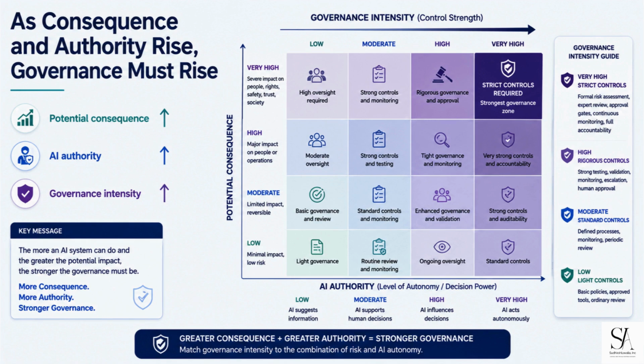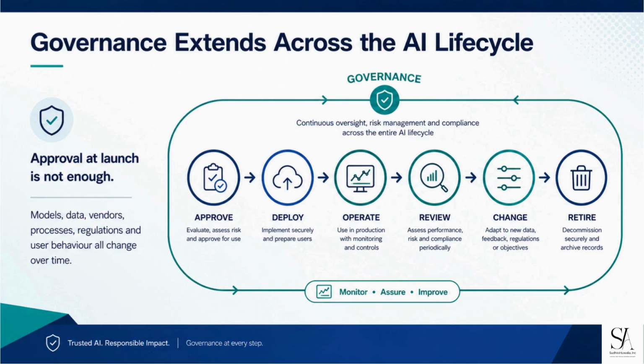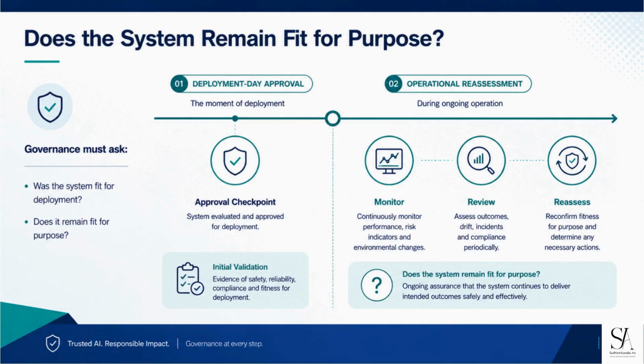The question is therefore not only whether a system was fit for deployment, but whether it remains fit for purpose. Monitoring provides part of that answer. Organizations may need to watch for changes in performance, unusual behavior, bias, security events, cost, or other deviations. They also need to track relevant legal and regulatory developments and revise policies when material changes occur.